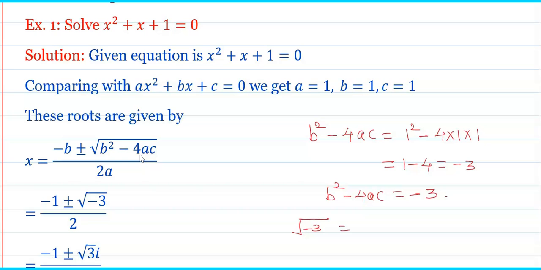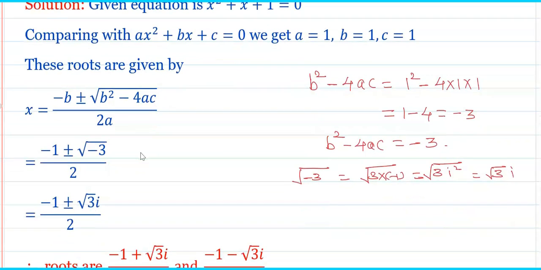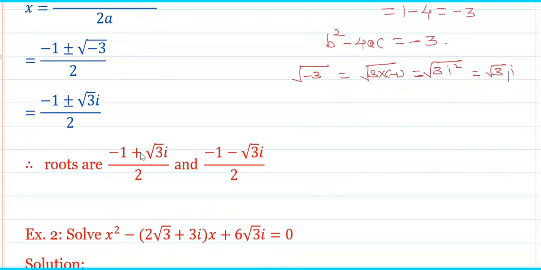Root of minus 3 means what? Root of 3 into minus 1, but minus 1 means what? I square, that is root of 3 I square, and then you will get root 3i in this way. Therefore, minus 1 plus or minus root 3i upon 2. एकदा प्लस घेणार आणि एकदा मायनस घेणार. Therefore, the roots are minus 1 plus root 3i upon 2 and minus 1 minus root 3i upon 2.